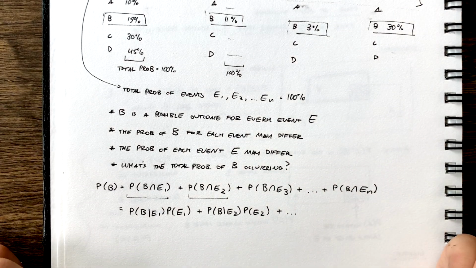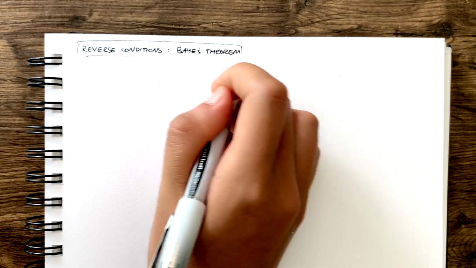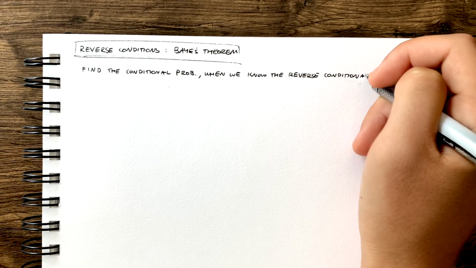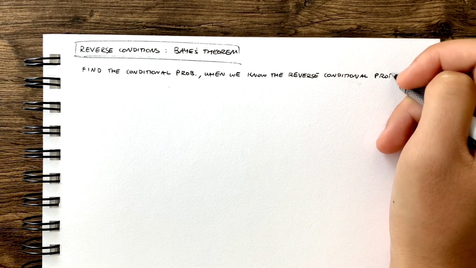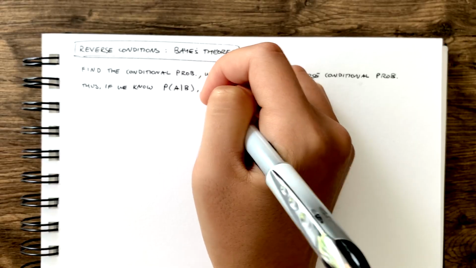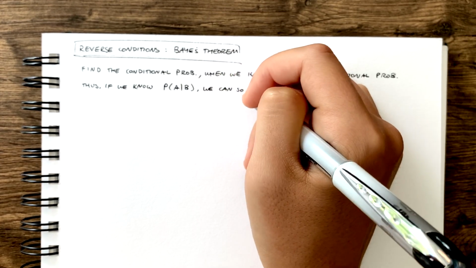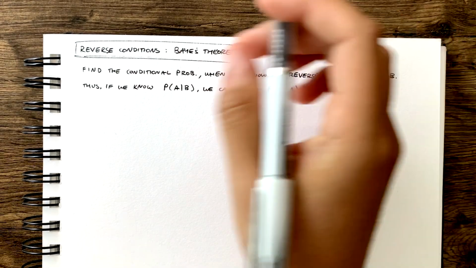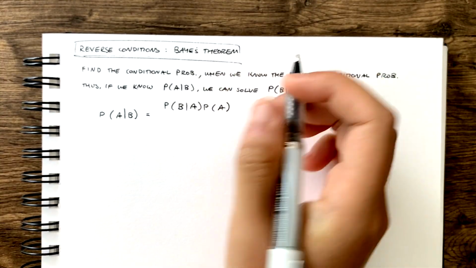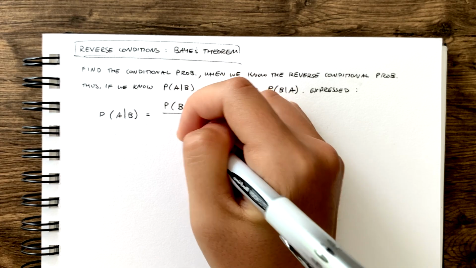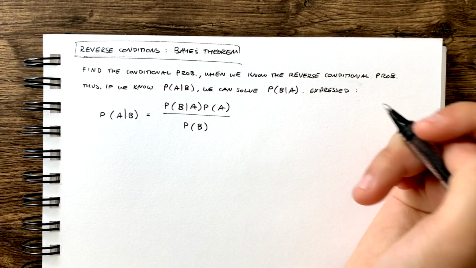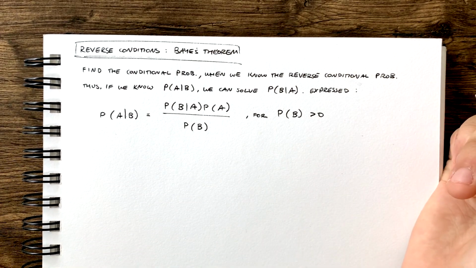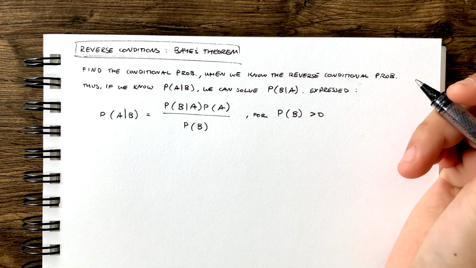Alright, now let's move on and talk about Bayes' theorem in terms of reverse conditionals. So this is where we want to find the conditional probability when we're given or when we know the reverse conditional probability. Thus, if we know the probability of A given B, we can solve for the probability of B given A. And we can express this written as the probability of A given B is equal to what we know as the reverse, which is the probability of B given A, multiplied by the probability of A, all over the total probability, or our sample space, of the probability of B occurring.